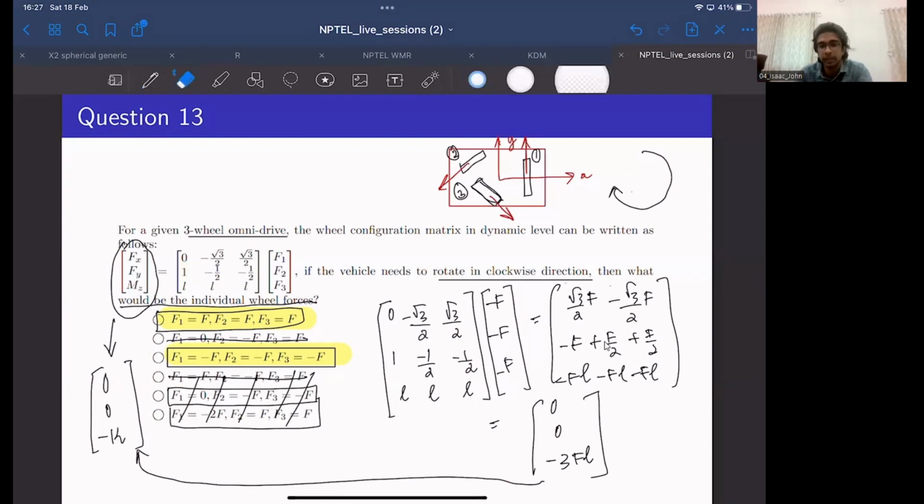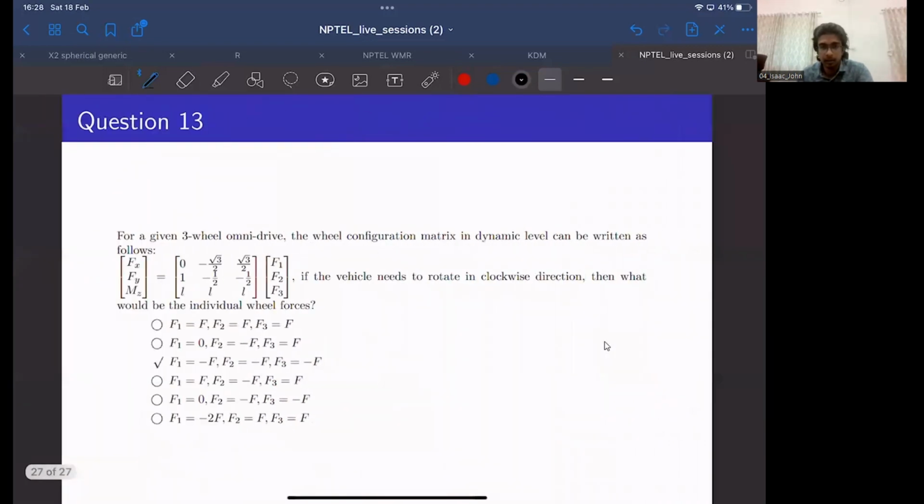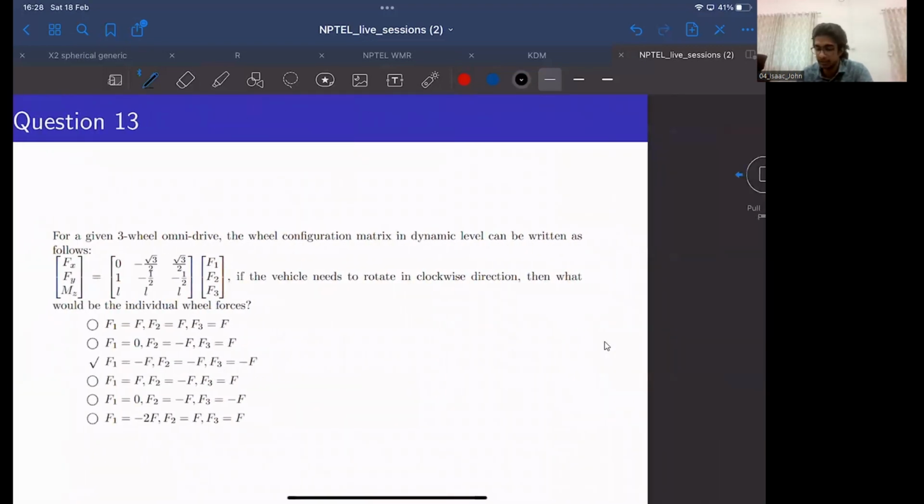We would want the robot to be rotating in the clockwise direction. And if we have all the forces equal in magnitude but with a negative sign, all three forces being minus F, minus F, minus F, our robot would end up rotating about its own axis in the clockwise direction. So in that regard, our second shortlisted option, option C, would be the right answer. Option C. Yes, option C is the correct answer.